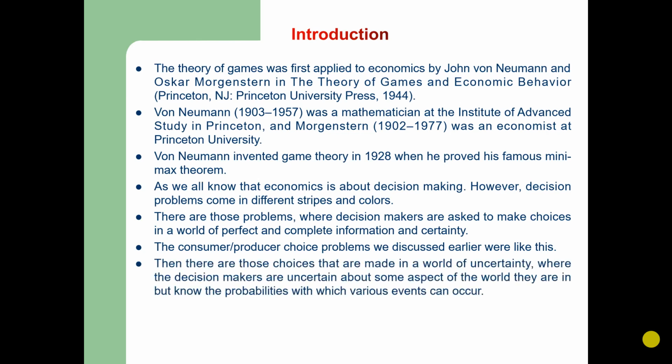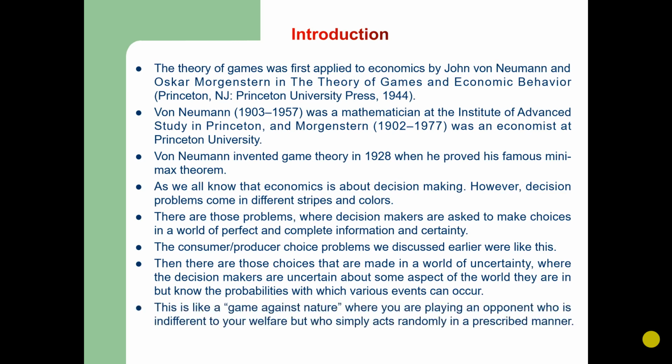Then there are those choices which are made when there is uncertainty and where the decision makers are uncertain about some aspect of the world they are in, but they know the probabilities with which various events can occur. This is like a game against nature, where we are playing an opponent who is indifferent to our welfare but who simply acts randomly in a prescribed manner. Our task here is to choose optimally, conditional upon the random nature of our opponent.